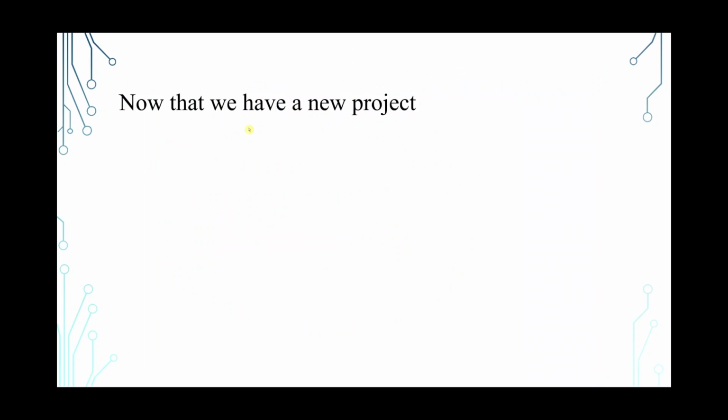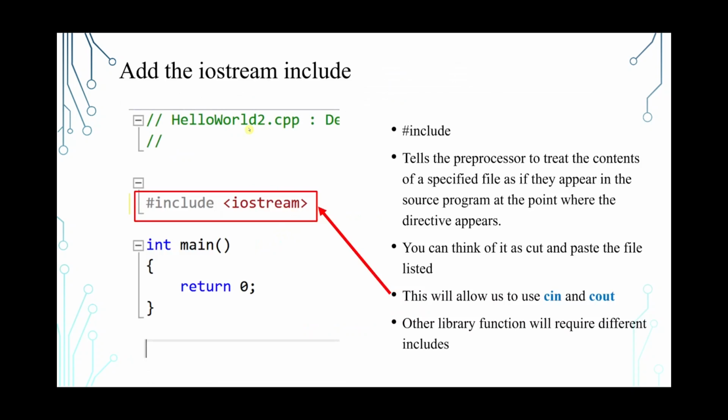Now you have a new project. Let me just make sure you understand what those things are. So we said that include tells the preprocessor to treat the contents of the specific file as if they appear in the source program at the point where the directive appears. This is the directive: hashtag include is the directive. You can think of it as cut and paste of the file listed.